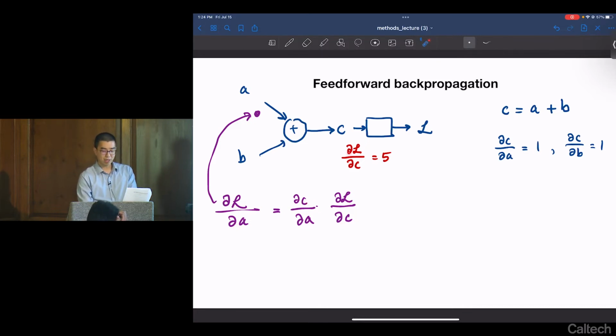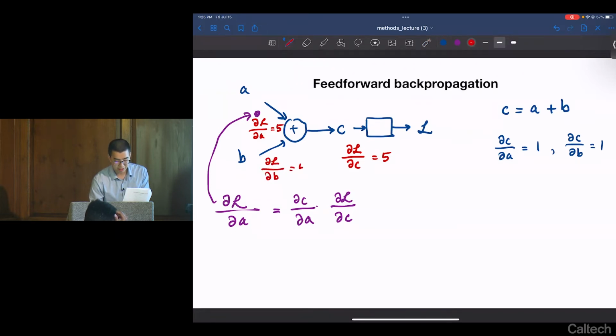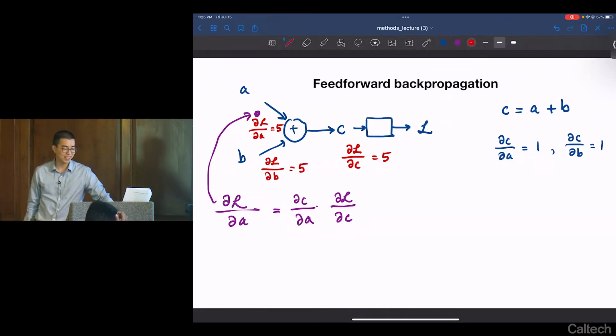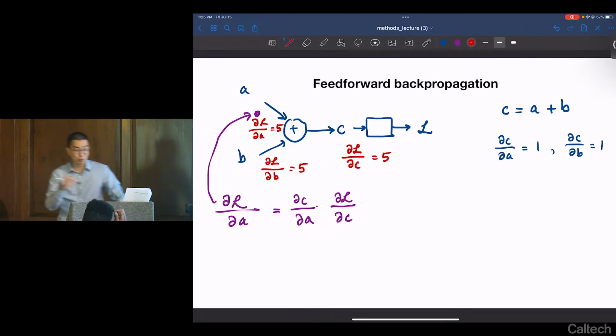So when I backpropagate through a plus sign, the gradient just passes through, meaning that the gradient at this point, DLDA, is also just equal to 5 because it's equal to DLDC. And similarly, DLDB is going to be equal to 5. Any questions there? So I'll do one more example.